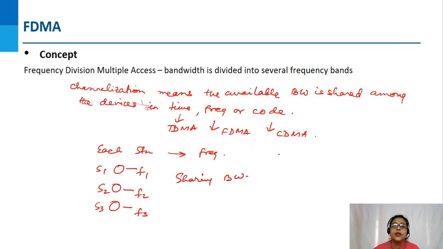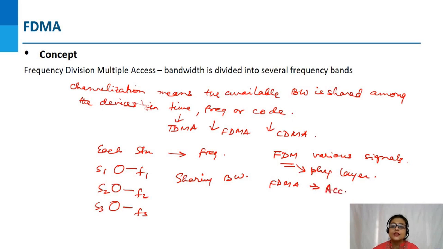Now FDMA is very closely related to FDM, which we have studied earlier. FDM means frequency division multiplexing. Though conceptually they are very similar, in FDM various signals are combined in frequency domain. But FDM is a technique of the physical layer, whereas FDMA is an access method of data link layer.